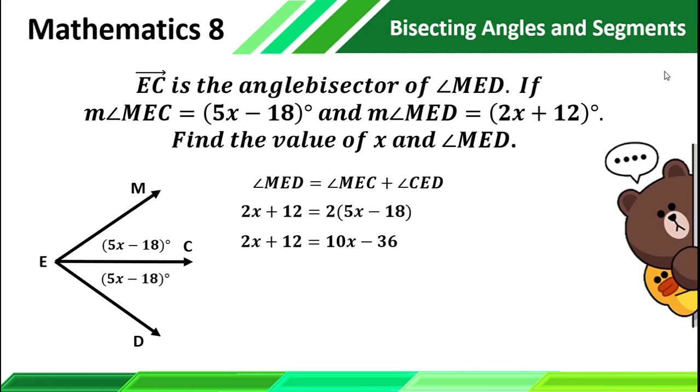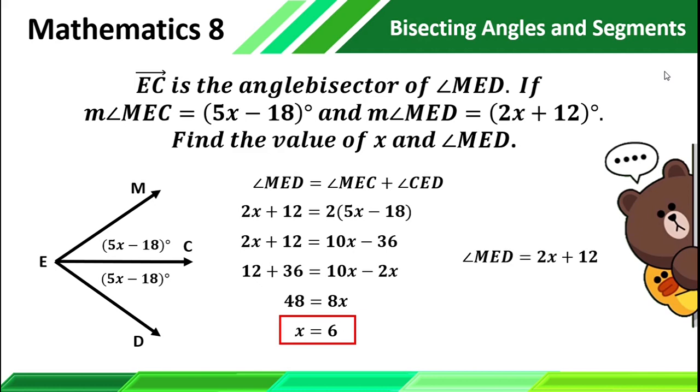To find the value of x, let's combine like terms. So we have 12 plus 36 equals 10x minus 2x. That is 48 equals 8x. Divide both sides by 8, so the value of x is 6. Next, we are asked to find the value of angle MED, which is represented by 2x plus 12 degrees. Substitute the value of x in our expression, so we will have 2 times 6 plus 12, or simply 12 plus 12, which is 24 degrees.